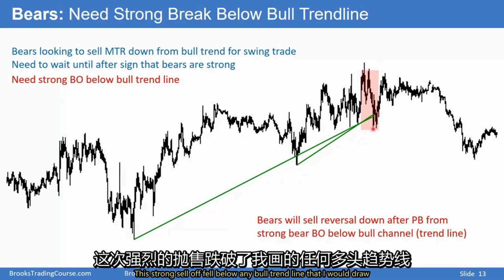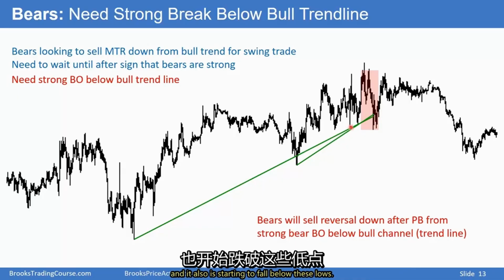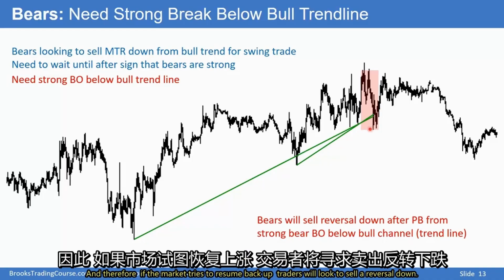This strong sell-off fell below any bull trend line that I would draw, and it also is starting to fall below these lows. And therefore, if the market tries to resume back up, traders will look to sell a reversal down.